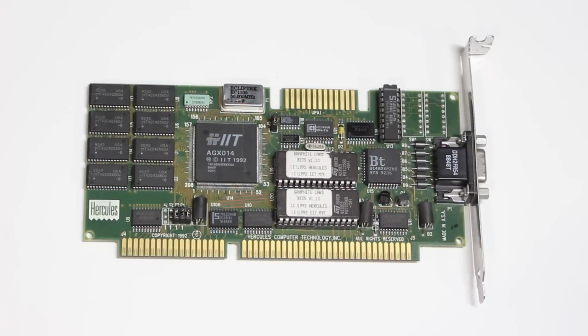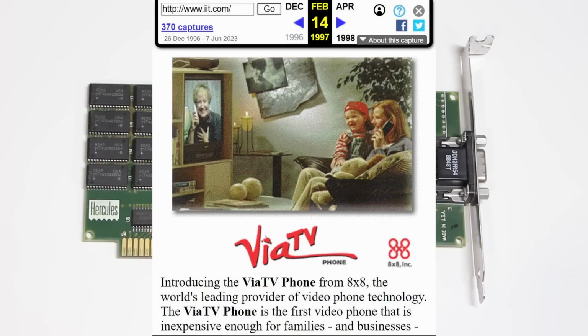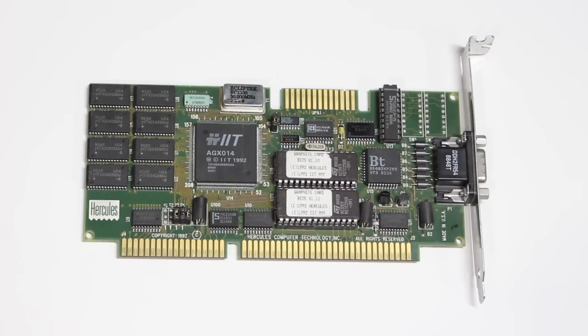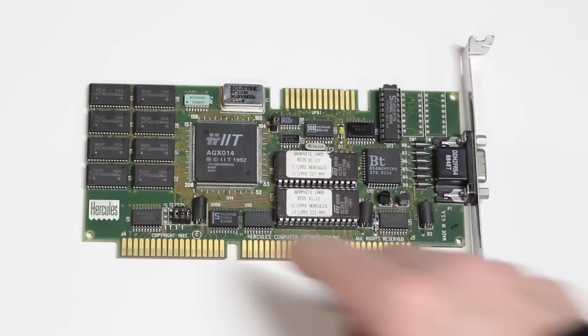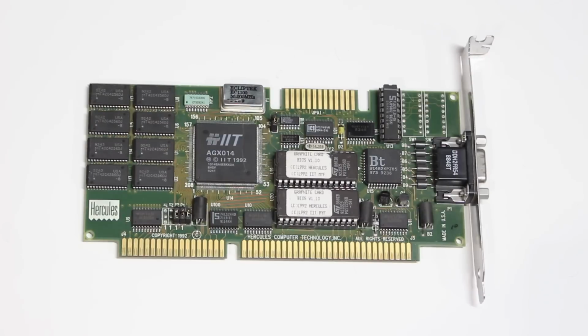Apparently the company's still around, but it's called 8x8 now and does voice over IP or something. The chip is 1992, the year that IBM brought out XGA2, but as far as I know, this chip just does XGA. And IIT licensed the technology from IBM, along with bigger companies like SGS Thompson and Intel, and some other smaller companies as well.